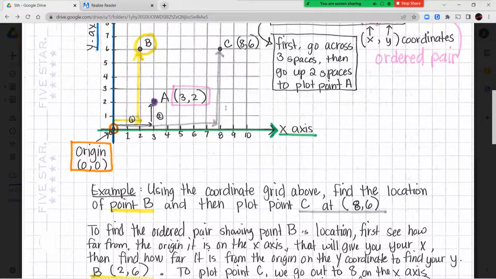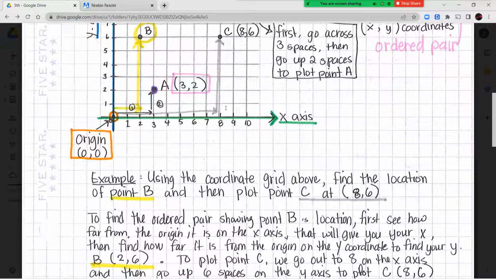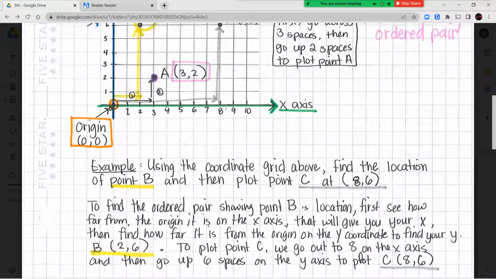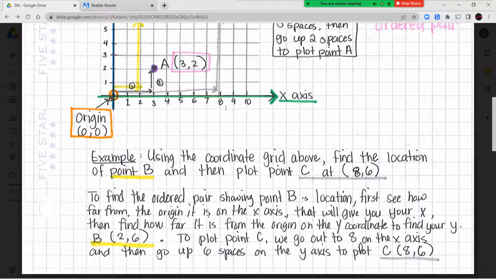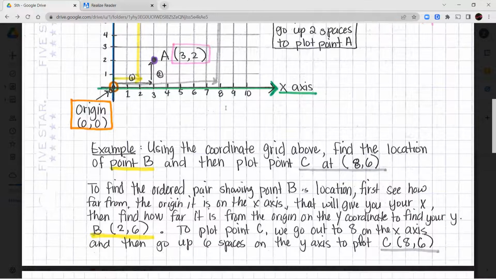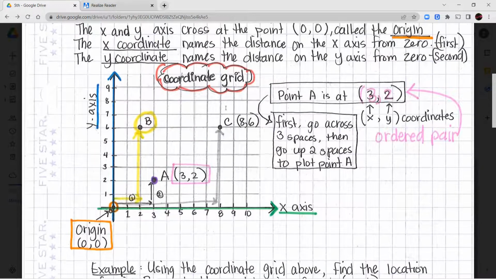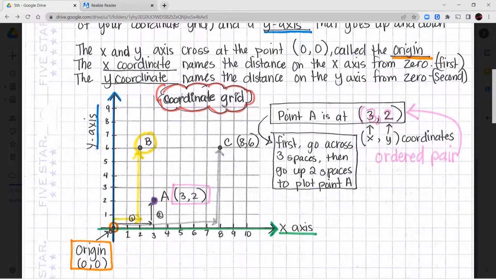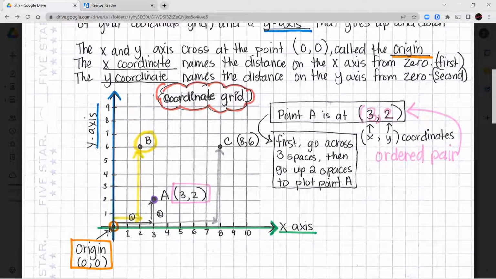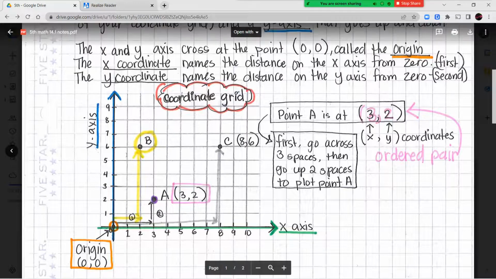So to find our ordered pairs, we see how far from the origin we move on the x-axis, and then we know how far to move up or down the y-axis to decide where those points are being placed. So take a minute to really look at the coordinate system to understand how it works. Remember, x-axis goes on the bottom, y-axis goes up and down.